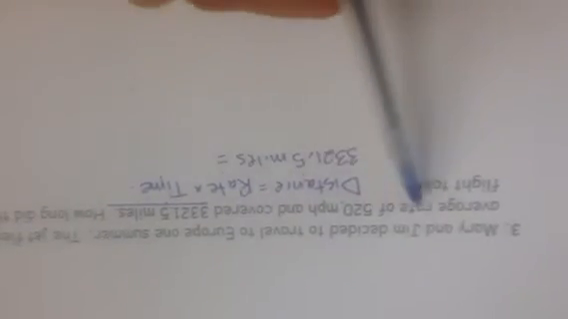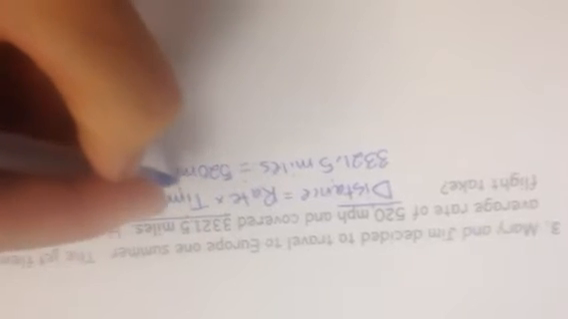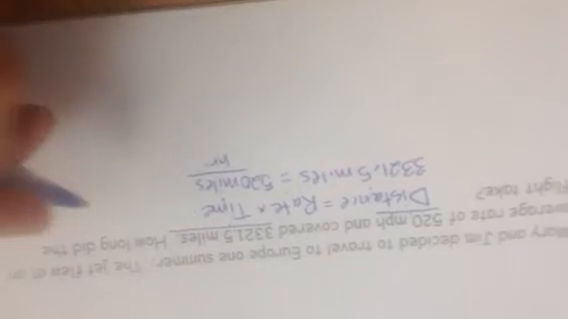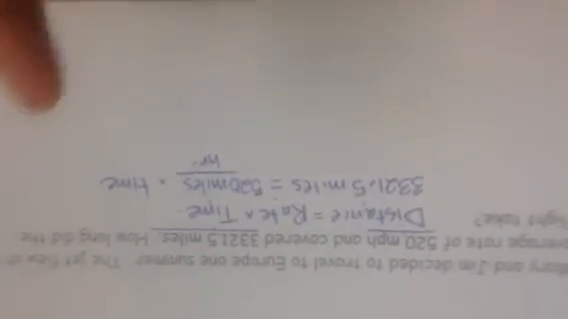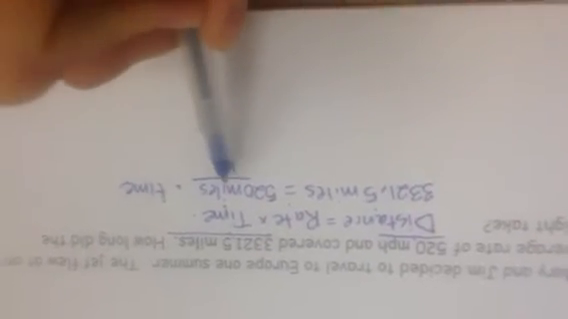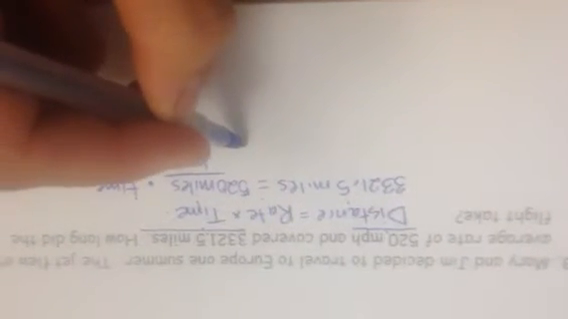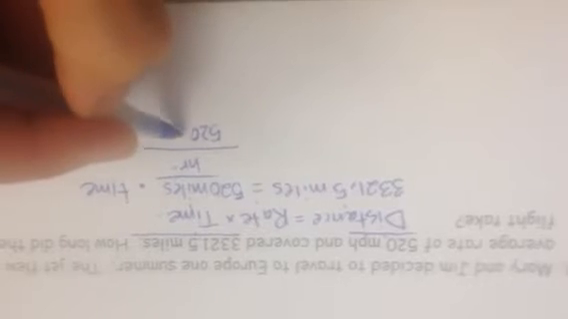Which of these others am I given? 520 miles per hour describes the rate at which Mary and Jim traveled. So for my rate, I'm going to have 520 miles over hours, times time, my unknown. Okay, so now if I want to isolate time, because it's being multiplied by the rate, I'm going to divide both sides by 520 miles per hour.